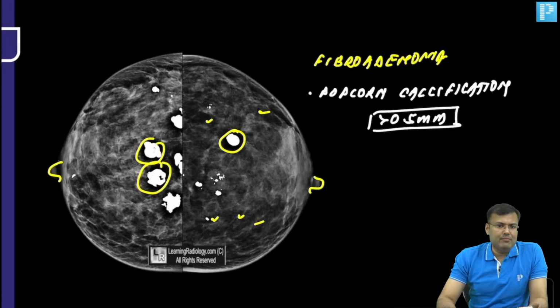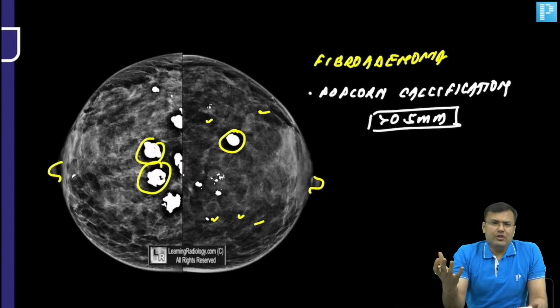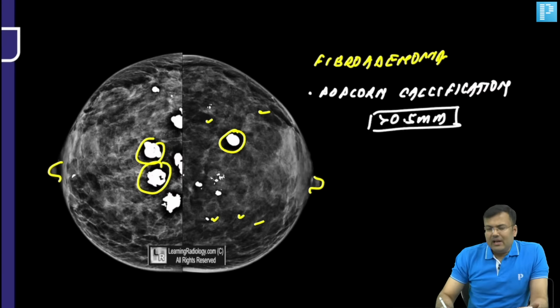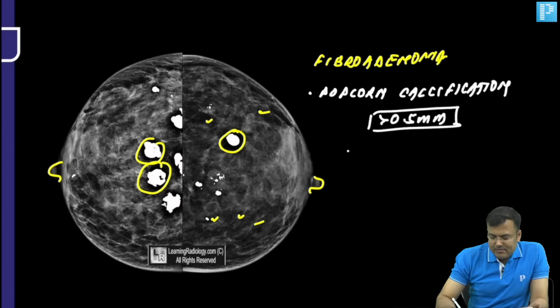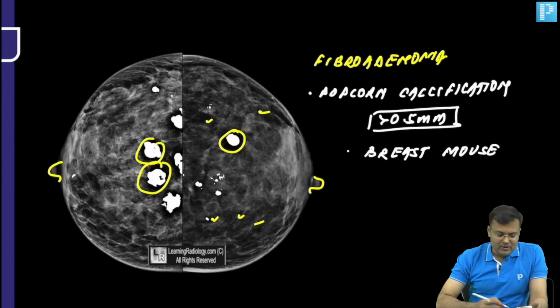So this is fibroadenoma. You know that fibroadenoma is seen in young females, age approximately 15 to 25. It's a benign tumor, right? Highly mobile. So what is the other name of fibroadenoma? It is also known as breast mouse. So it is a benign tumor, highly mobile, also known as breast mouse. Clear?